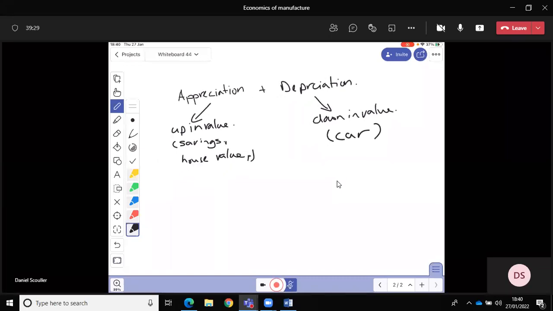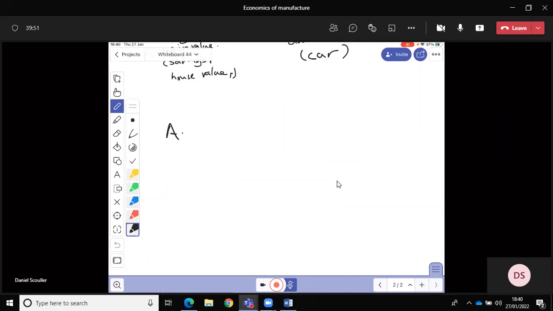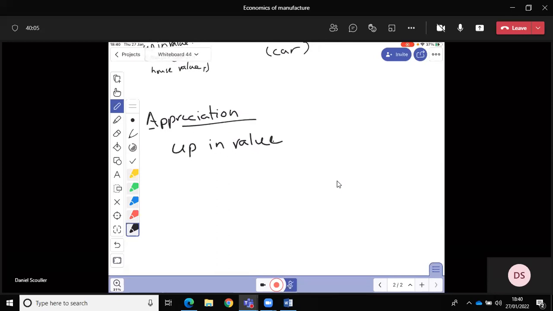We're going to look at when things appreciate and when things depreciate, and how we work that out using percentages. This is a really common question to come up in the exams. It will come up every year without a doubt. So, focusing on appreciation first, it's going to go up in value, we know that, normally by the same percentage.